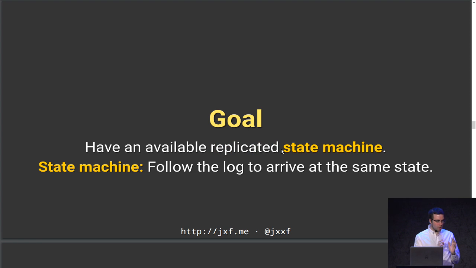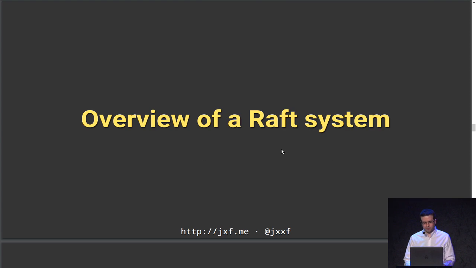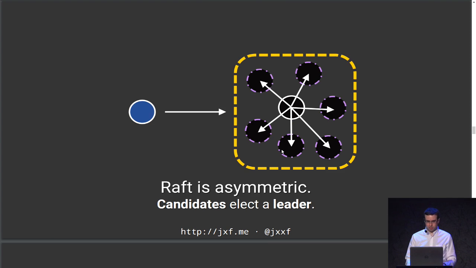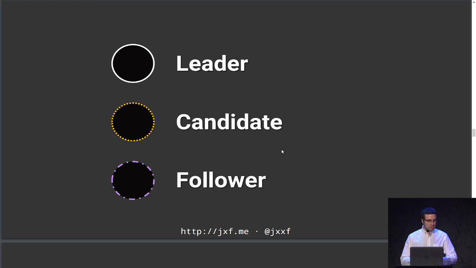And we want to have a state machine with each node in the system such that if we receive a list of commands in our log, executing the exact same command should produce the exact same result. So there's a state machine understanding of what's happening in the system. So here's what a typical Raft system might look like. First, it's asymmetric, so the candidates in a Raft system elect a leader who will speak on their behalf. And there are 3 states for nodes in a Raft system. One is being the leader, one is being a candidate, and one is being a follower.